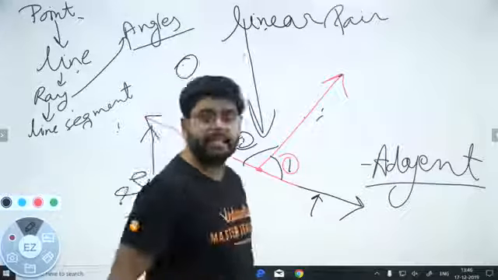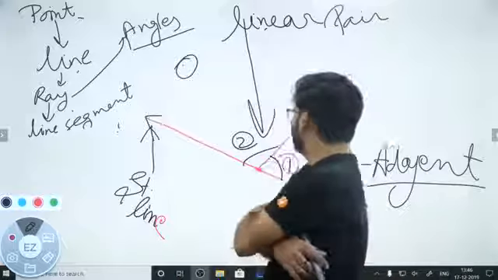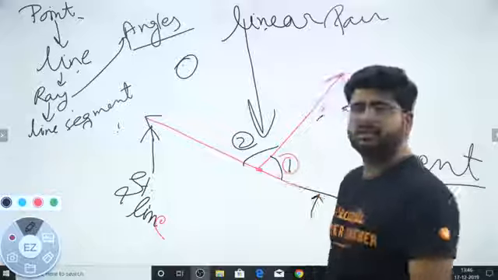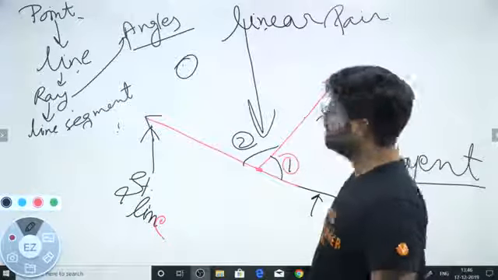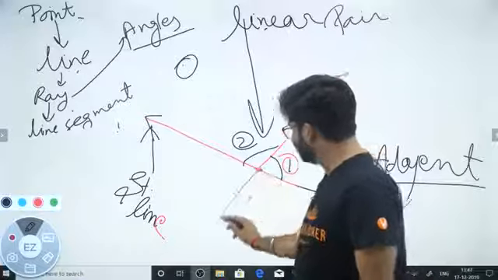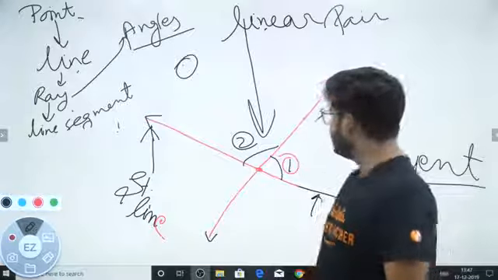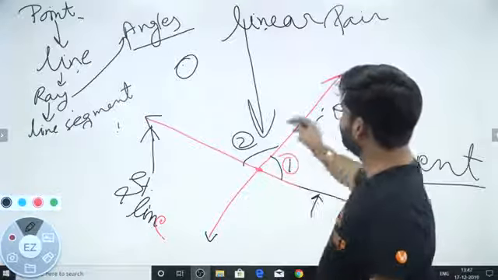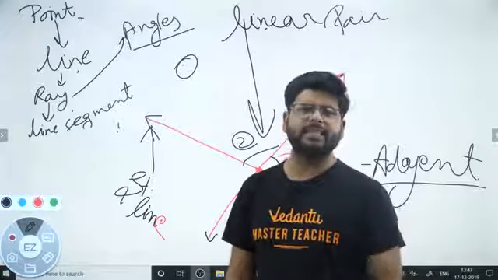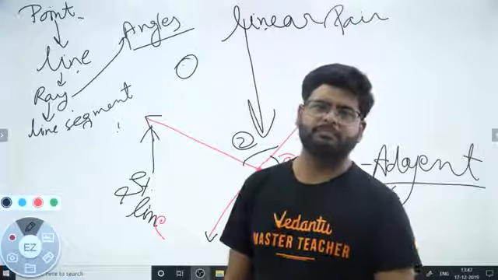Now we have so much clear. Now what would happen? I have made a straight line. I have made a ray on it. What would happen if I extend this ray in this direction and make a straight line? Oh my god. So over here I can say that two lines are intersecting each other, right? Two lines are intersecting each other. So what pair of angles do I form?